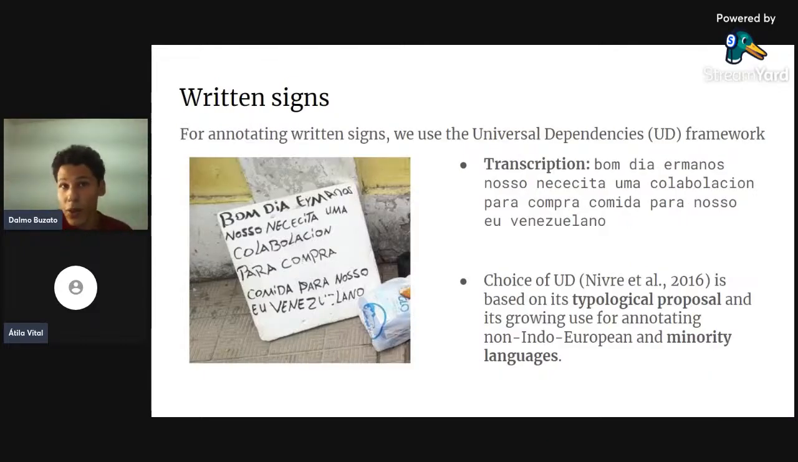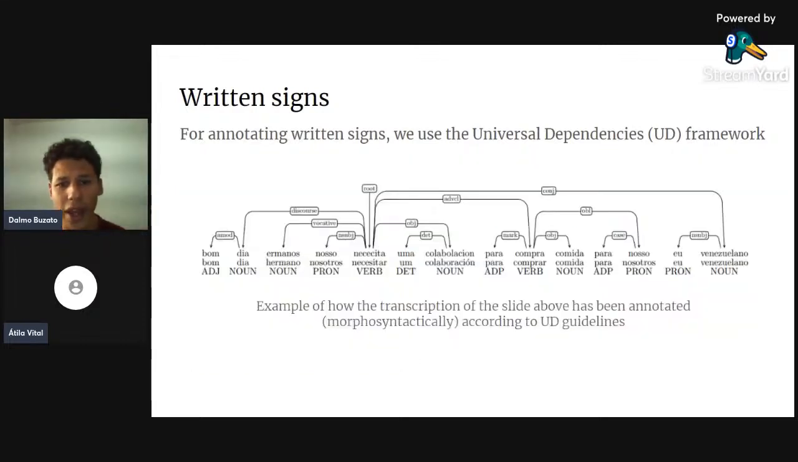For annotating the linguistic phenomena we have in this data, we use the Universal Dependencies framework. In this slide, we have an example of data. For example, in the transcription: Bom dia, hermanos, nosso necesita una colaboración para comprar comida para nosso el venezuelano. The choice of Universal Dependencies is based on its typological proposal and its growing use by the scientific community for annotating non-Indo-European and under-resourced languages. This is how we annotate the text I showed in the previous slide using the framework we chose, Universal Dependencies.